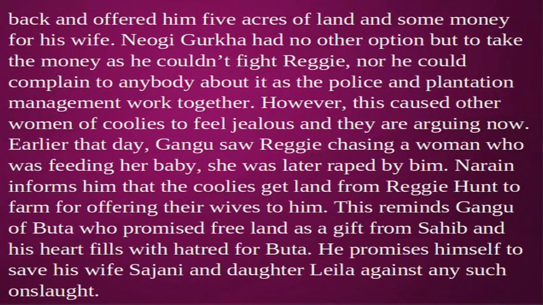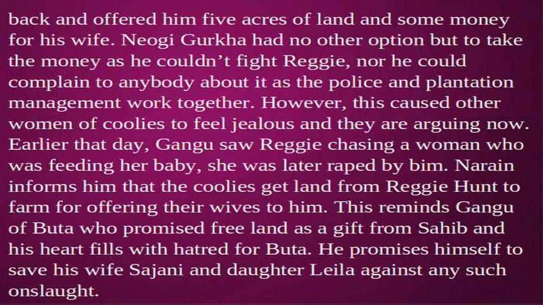Neogi Gurkha had no other option but to take the money, as he couldn't fight Reggie, nor could he complain to anybody about it, as the police and plantation management worked together. However, this caused the other women of coolies to feel jealous, and they are arguing now. Earlier that day, Gangu saw Reggie chasing a woman who was feeding her baby. She was later raped by him.